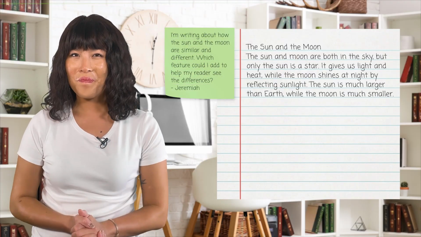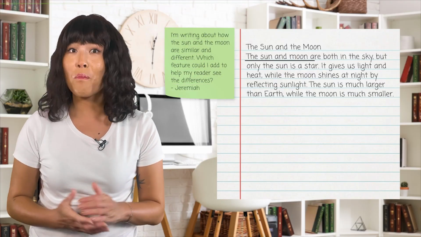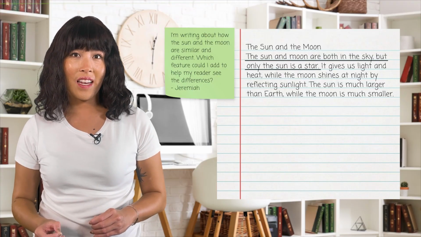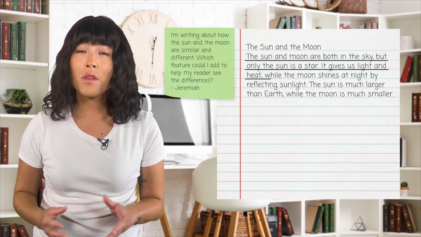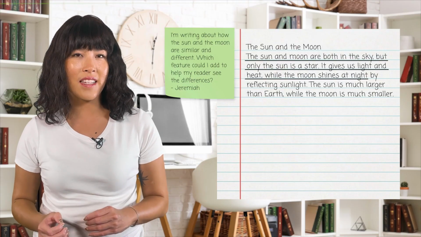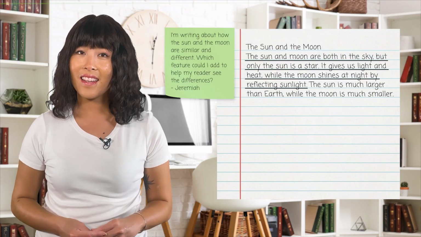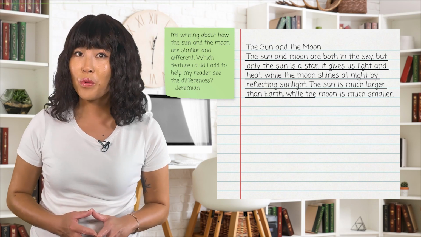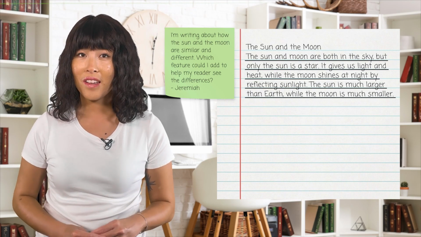Here's his writing. The sun and moon are both in the sky, but only the sun is a star. It gives us light and heat, while the moon shines at night by reflecting sunlight. The sun is much larger than Earth, while the moon is much smaller.